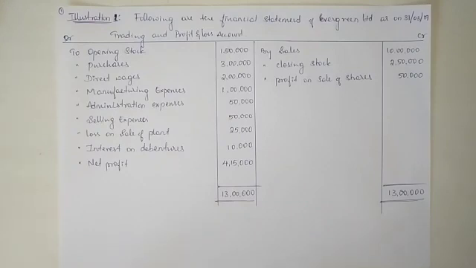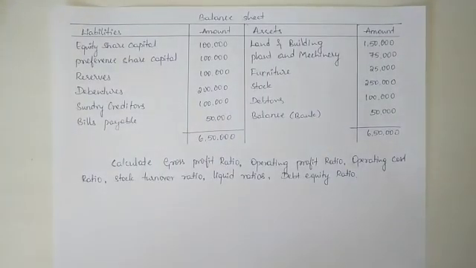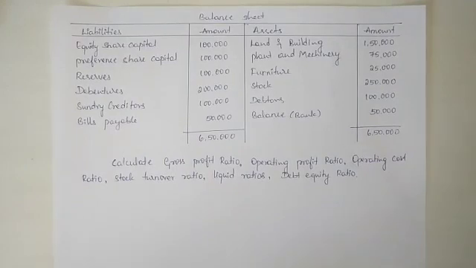Okay, see, this is the profit and loss account, and this is the balance sheet. Here they are asking us to calculate the gross profit ratio, operating profit ratio, operating cost ratio, stock turnover ratio, liquid ratio, and debt equity ratio.